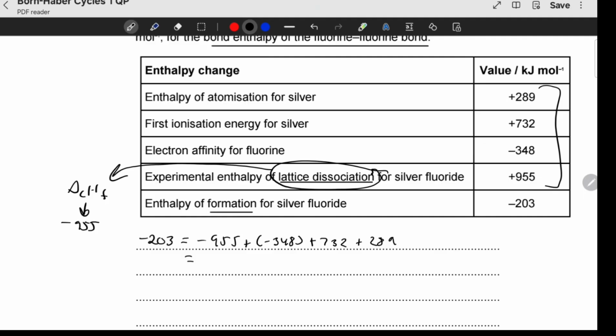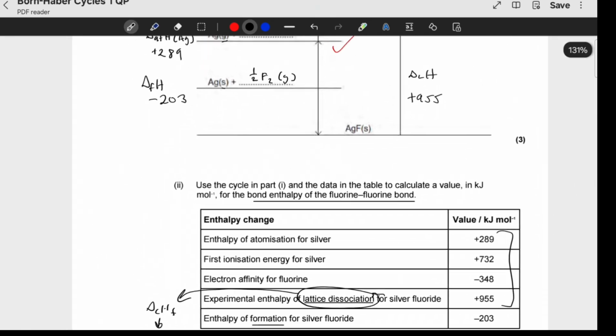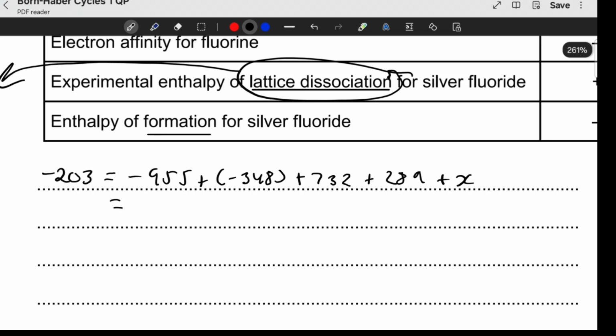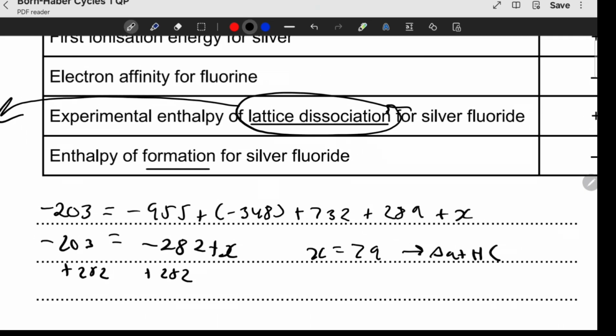And that's going to equal, oh, for the plus X, because that's the atomization of, what's this again? Fluorine. Right, okay. So minus 282 plus X. Okay, now you add 282 on both sides. That is going to be X equals 79. So that's the atomization of chlorine. I mean, is it fluorine, sorry.